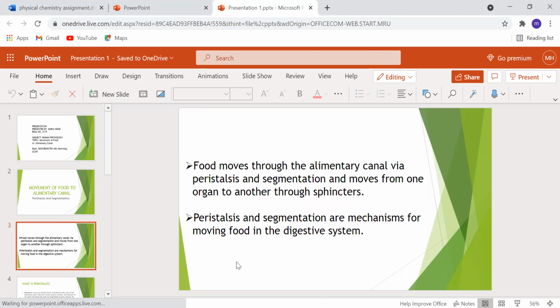Food moves through the alimentary canal through peristalsis and segmentation and moves from one organ to another through sphincters. Peristalsis and segmentation are mechanisms for moving food in the digestive system.